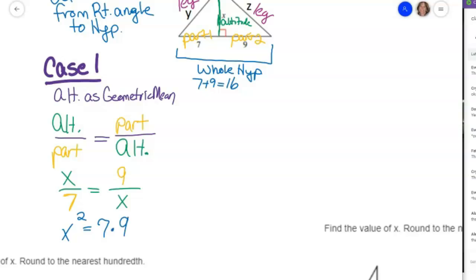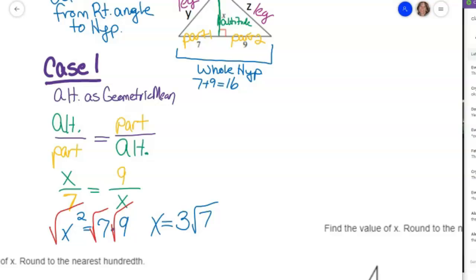And of course, y'all know me, I'm going to try and simplify my radical first. So if I take the square root, what's the square root of 7? Can we take the square root of 7? It's ugly, isn't it? What's the square root of 9? 3. So that is my simplified form.